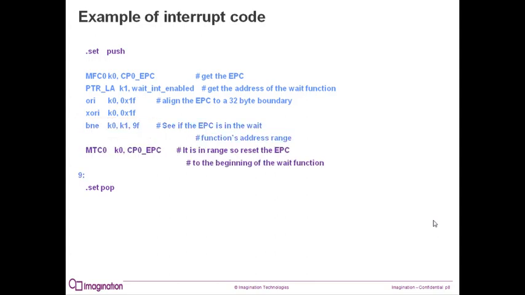If it finds the EPC is in the range of the wait instruction, the code will overwrite the EPC with the address of the wait function, so the execution will resume at the beginning of the wait function once the interrupt returns. This way, we will always assure that the pending flag, which might be updated by the interrupt routine, will be assessed again before the wait instruction is called.